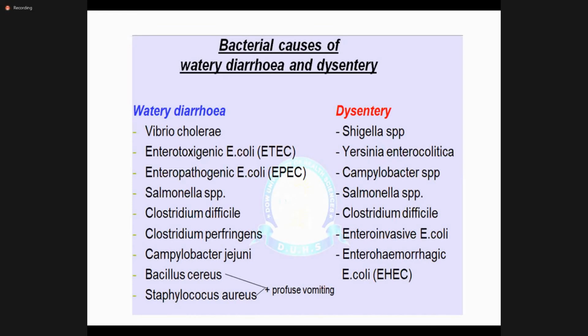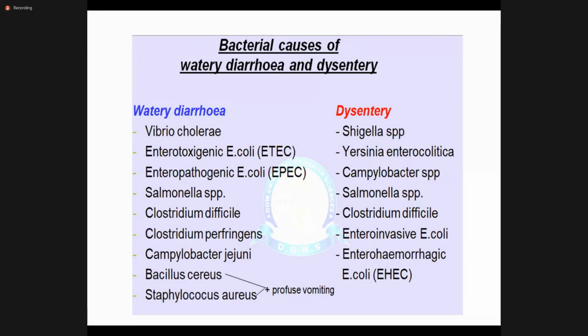This is very, very, very important. If I'm saying that something is important, it means important from the examination point of view. You should know which organism is associated with watery diarrhea or dysentery. In case of dysentery, we have a list of Shigella, Yersinia, Campylobacter jejuni species, enteroinvasive E. coli, enterohemorrhagic E. coli, that is EHEC.